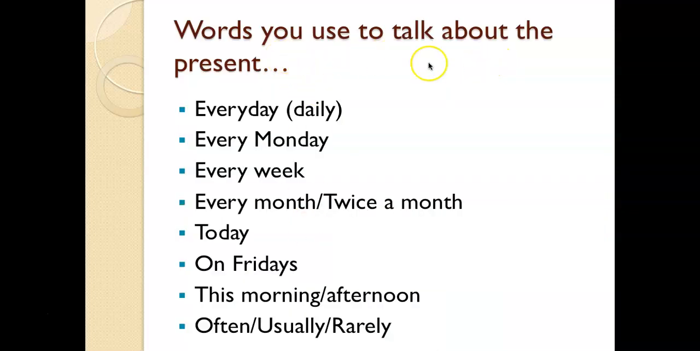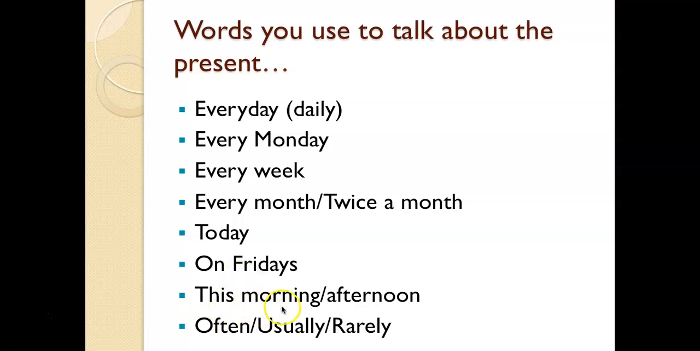Okay, words to use to talk about the present. So every day, if you see this word, it's a clue that it is in the present. Another word for every day is daily. Every Monday, Tuesday, Wednesday, Thursday, Friday, Saturday, or Sunday. Every week, every month, twice a month, today, on Fridays. So let me explain this. So for example, you say, I play basketball on Fridays. That means every Friday you would play, or at least most of the Fridays you would play.